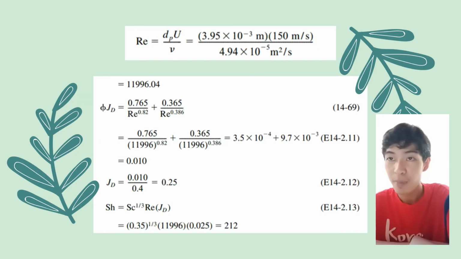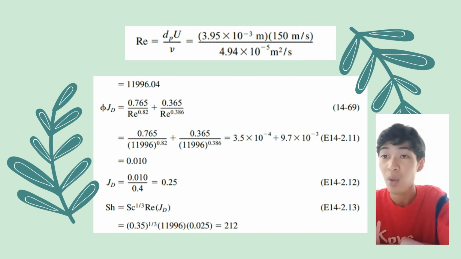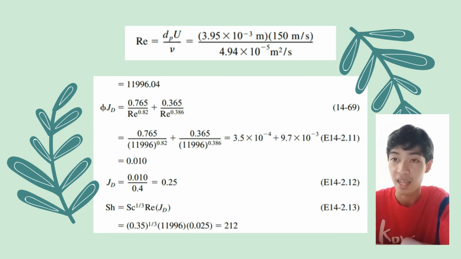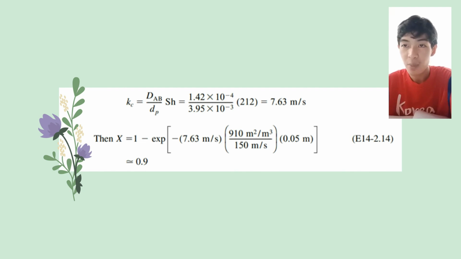So the Reynolds number, dP u over V, is equal to 11,996. Then we solve for JD using this formula, and we found that JD equals 0.25. And Sh, using this formula again, we found that Sh will be equal to 212. We solve for K sub C to be equal to DAB over dP times Sh, which is 7.63 meters per second. Your conversion will now be equal to 0.9.